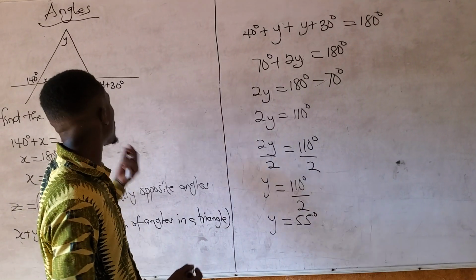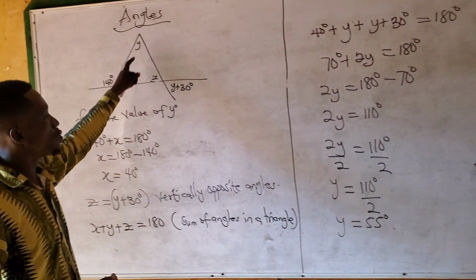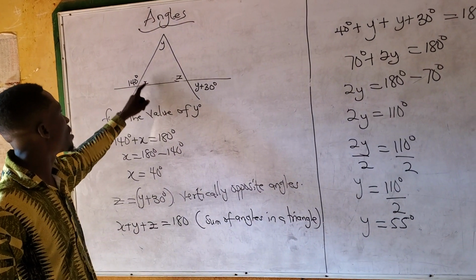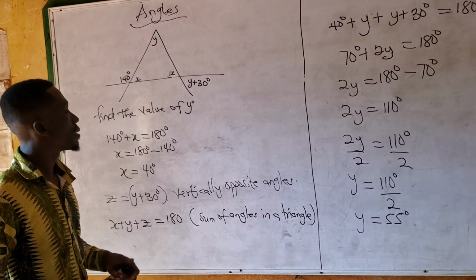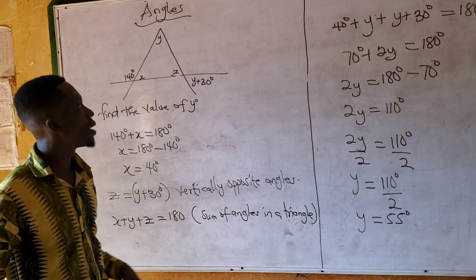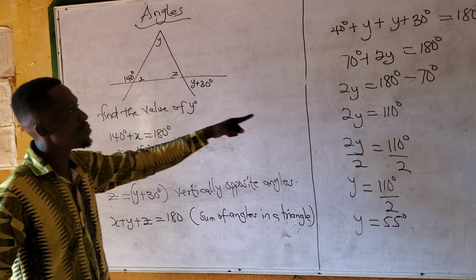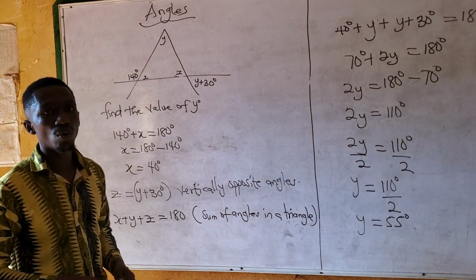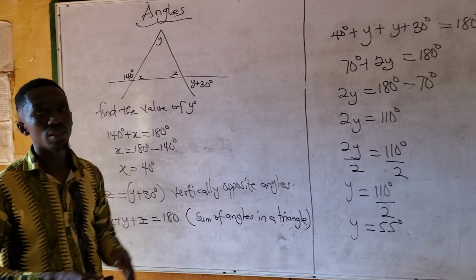So we can also decide to confirm. Since we have here to be 55 degrees, we also have here to be 40 degrees, and here to be y plus 30 degrees. By adding all together, we must be able to get 180 degrees, because the sum of angles in a triangle must be equal to 180 degrees. Thank you.